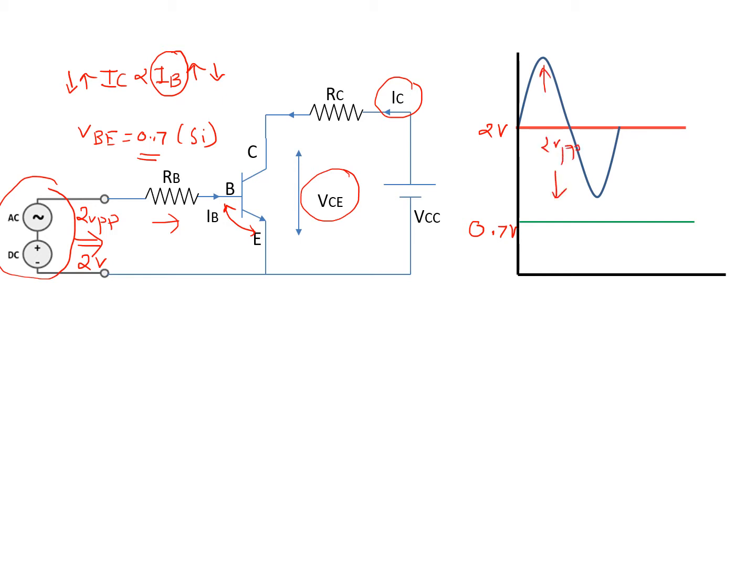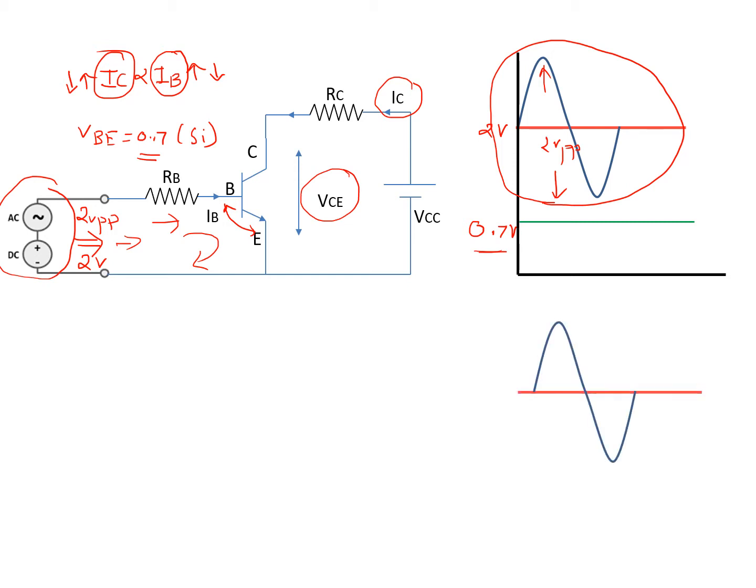Now if you see it properly, this waveform value is always greater than 0.7 volt. And what is our basic principle? If this voltage is more than 0.7 volt, IB will be flowing. And if IB flows, IC is going to flow. So from this graph it is clear that for the full cycle IB is flowing. So for the full cycle IC will be flowing. This is our current IC. So current IC is flowing from 0 degree to 360 degree.